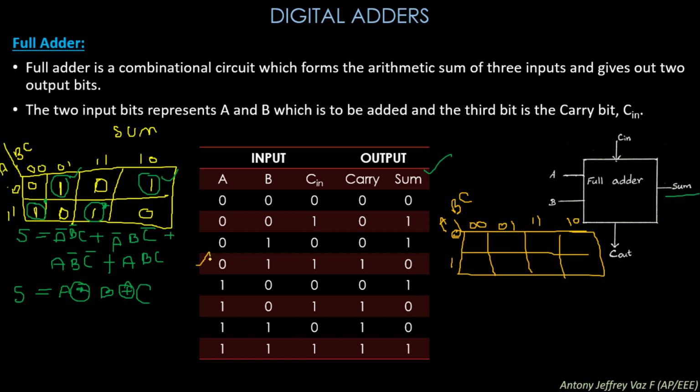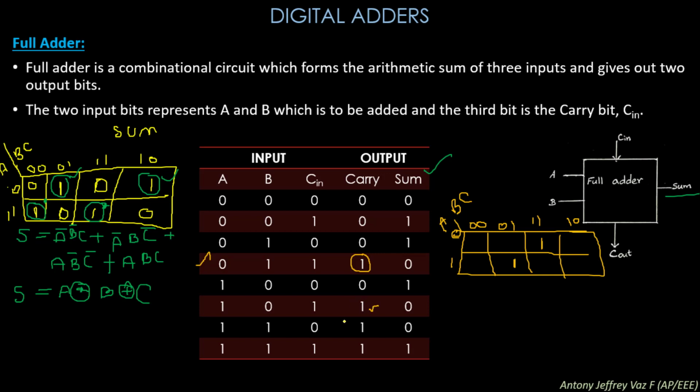For this, you can see this one is 1, carry here you are having 1. To do that, b and c is 1 over here, but a is 0, then you will get a 1 over here. And similarly for this one, a is 1 but b is 0 and c is 1, then you will get a 1 over here on the map.